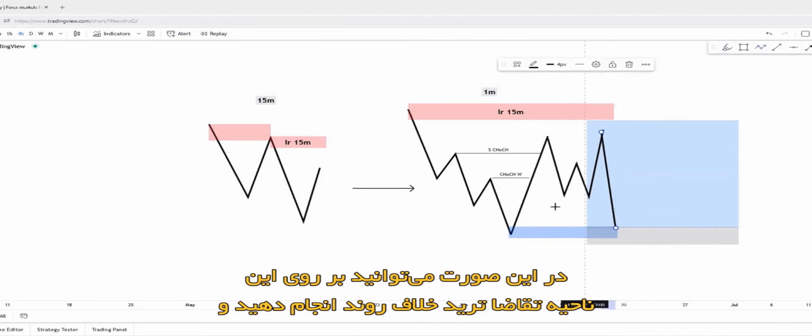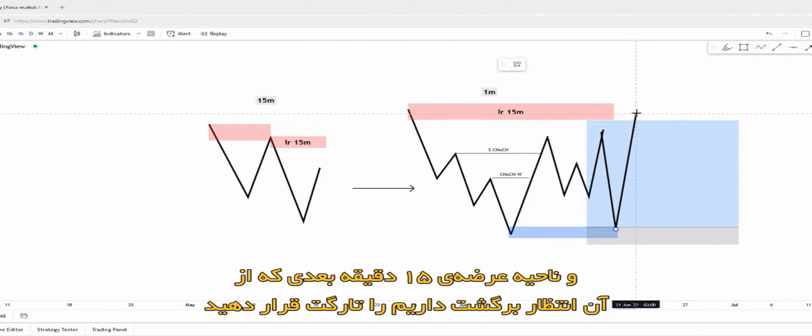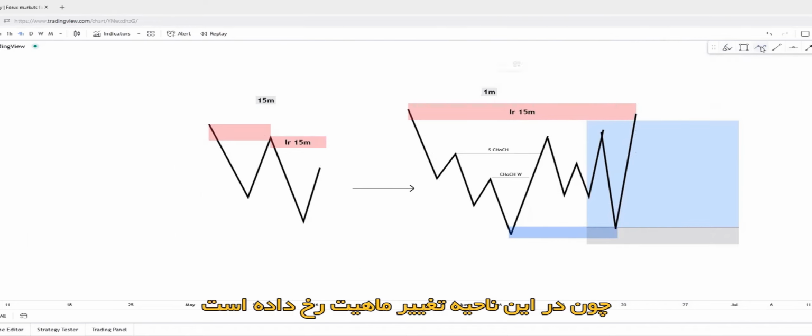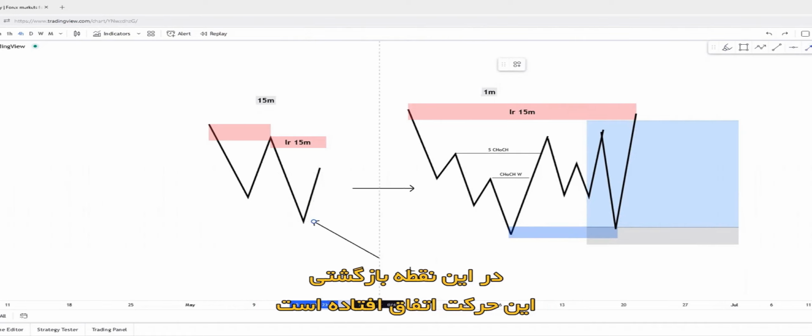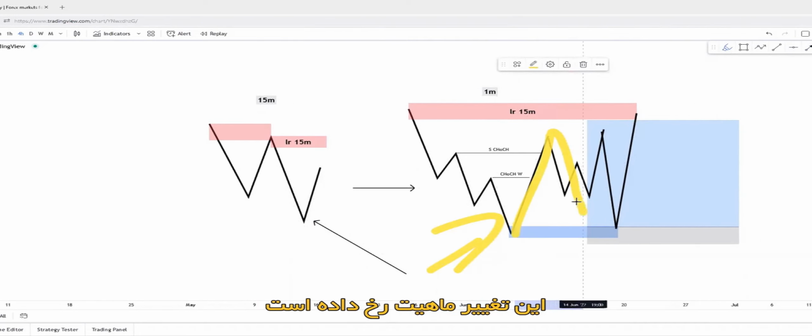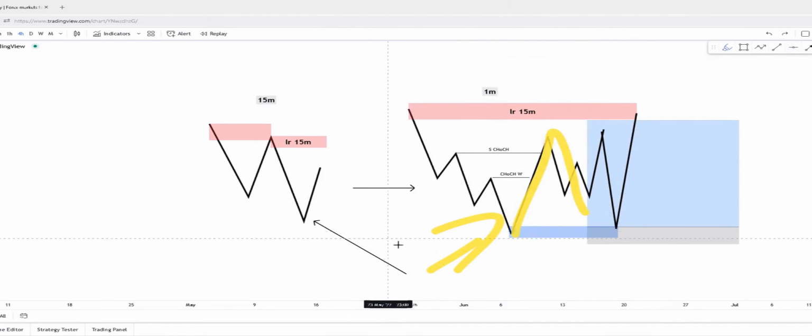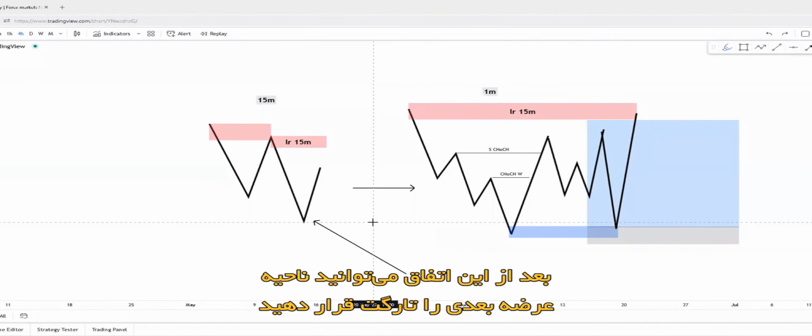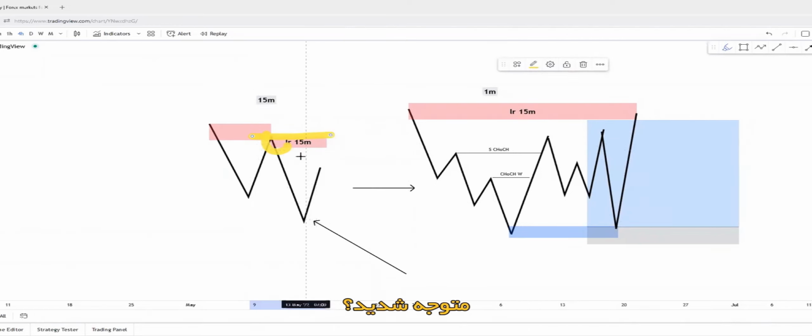You can actually use this demand zone to enter a trade, and you'll be able to target the next recent 15-minute supply zone, which you can expect a reversal on, right? Because right here at this region, let me just mark it out, the change of character has happened, right? So at this region, at the reversal point, this movement has happened, this change of character changing movement has happened. And after this happened, you can target the next recent 15-minute zone, which is this one in this case, right?